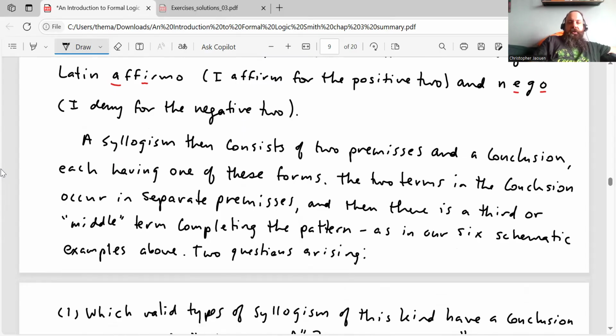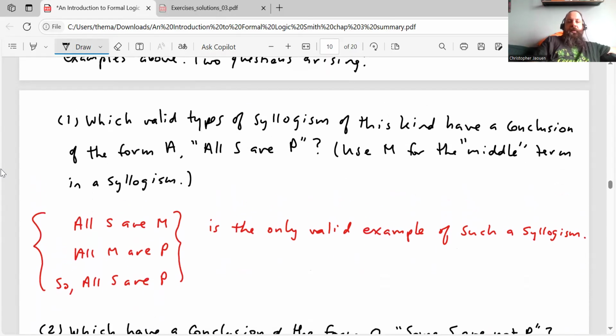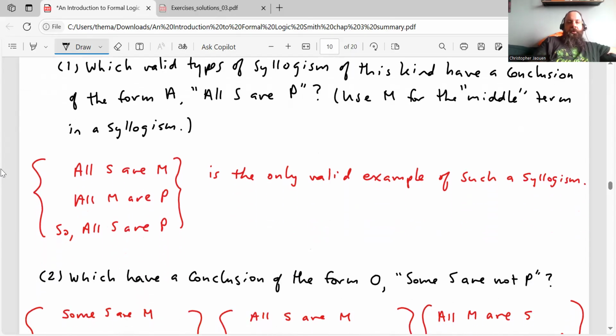A syllogism then consists of two premises and a conclusion, each having one of these forms. The two terms in the conclusion occur in separate premises, and then there is a third or middle term completing the pattern, as in our six schematic examples above. Two questions arise. Question one, which valid types of syllogism of this kind have a conclusion of the form A, which is all S are P? Use M to stand in for the middle term in a syllogism. There's actually only one type that works, which is the one that I have written here. All S are M, all M are P, so all S are P.